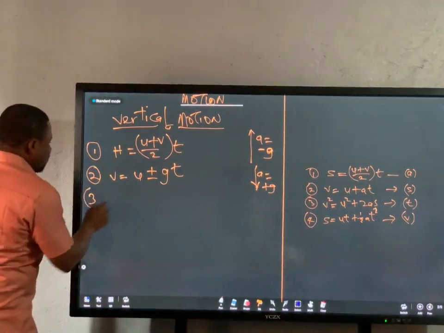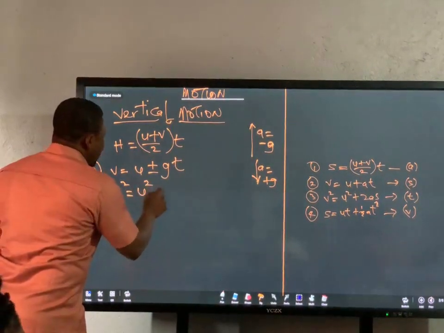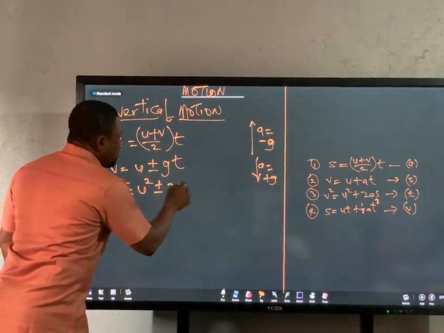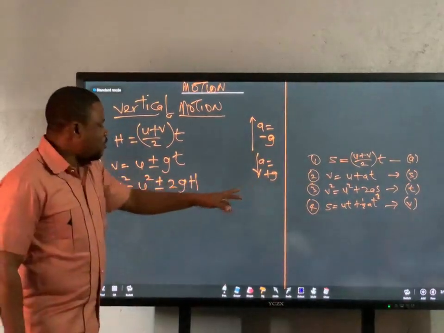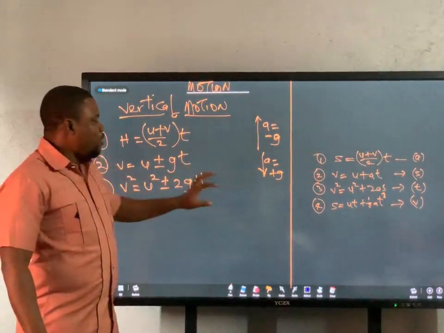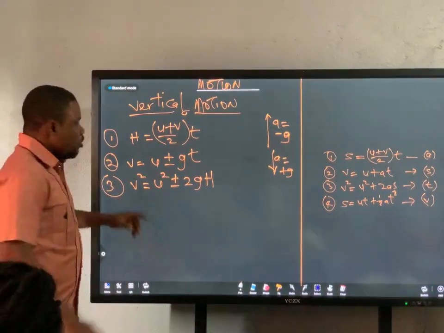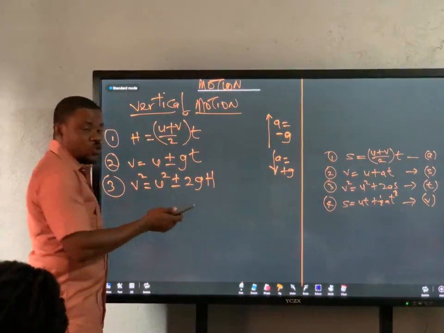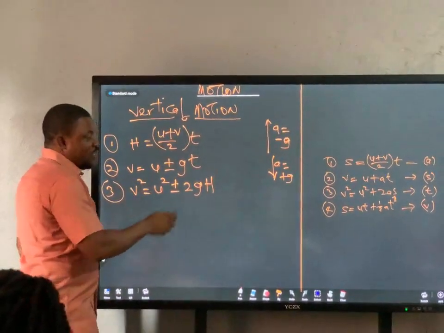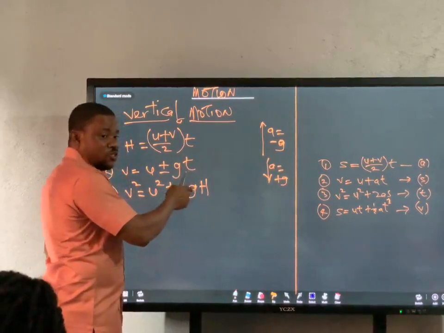For the third one, we have V squared is equal to U squared plus 2AS, which becomes plus or minus 2GH. A becomes G and S becomes H. Your S will be height. Your acceleration becomes acceleration due to gravity. Is that okay? So I'm having plus or minus. You know the reason. Because if it's going against gravity, it will be negative. Going down is positive. And this one that was A before becomes G, and S becomes H. Is that okay?